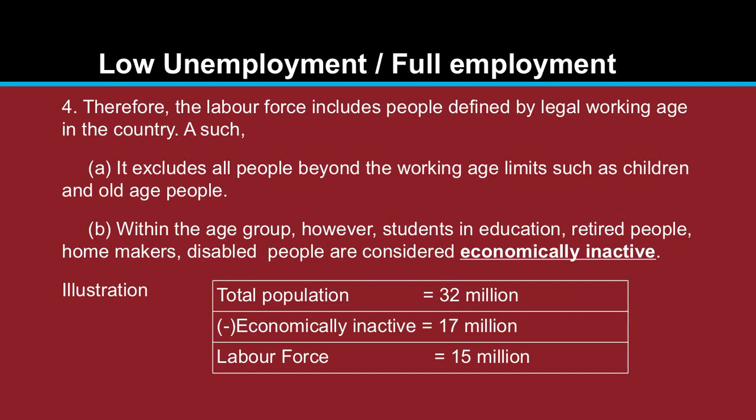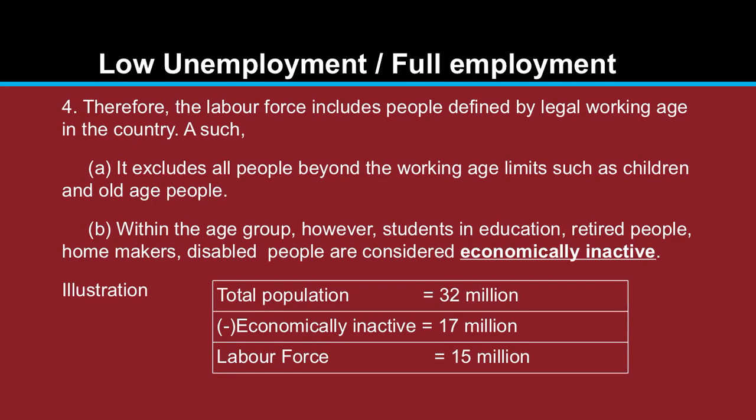So the labor force excludes all people beyond the working age limit, such as children and old age people or senior citizens. Within the age group, however, students in education, retired people, homemakers or housewives, disabled people, and discouraged workers are excluded. Discouraged workers are those who are not willing to work anymore. They gave up searching for jobs, or maybe they took an early retirement, or are financially very strong and may not choose to work. So they are out of the labor force.